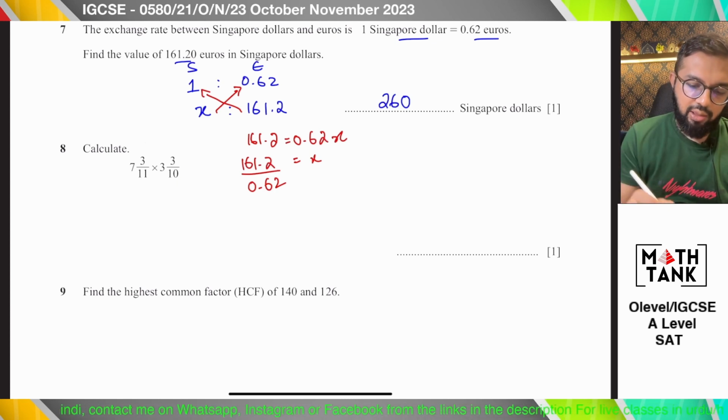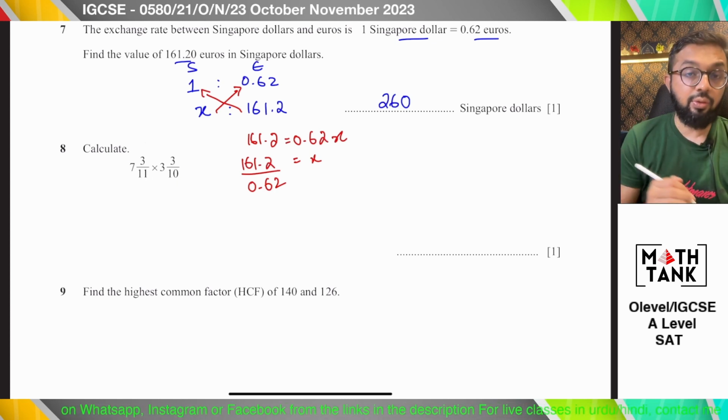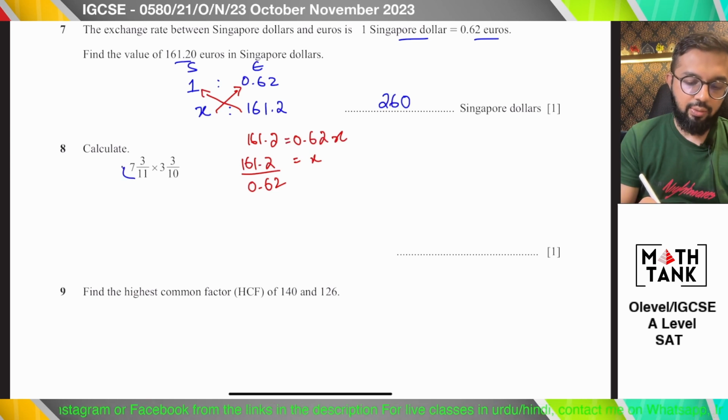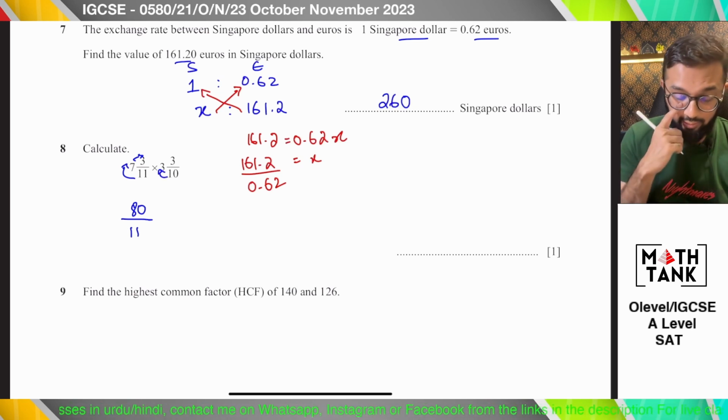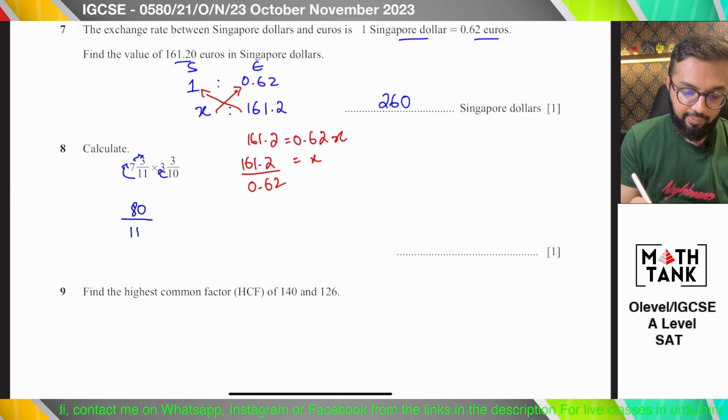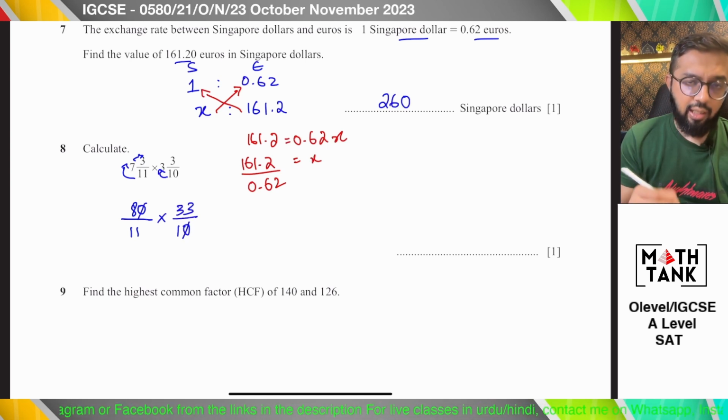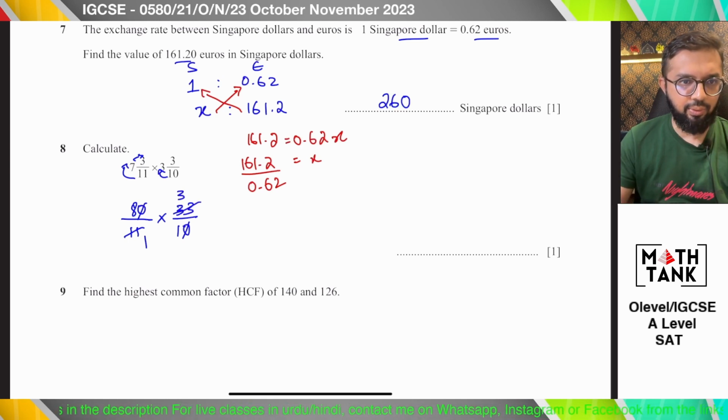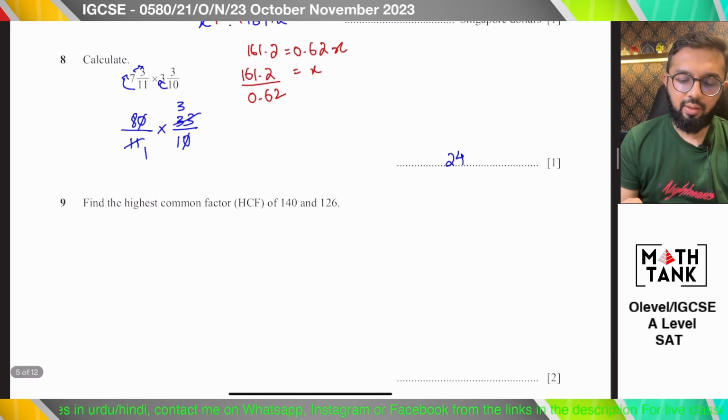Then I must convert this into improper fractions first. So 11 times 7 gives me 77 plus 3 gives me 80 over 11. 10 times 3 gives me 30 plus 3 gives me 33. So that's 33 over 10. I can do this with a calculator, but it's also a simple manual calculation. So I'm going to just go through this and say that it's 24.